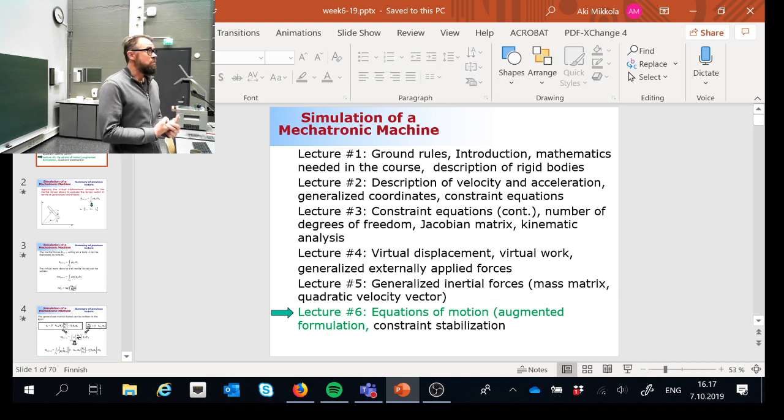So today we're able to wrap up the whole story about how to express the equation of motion using a multi-body approach. And that will be something that gives you a tool that you can use to express the equation of motion for any kind of mechanical system you want. Of course, the limitation we have in the beginning is that we are dealing with planar systems in this course.